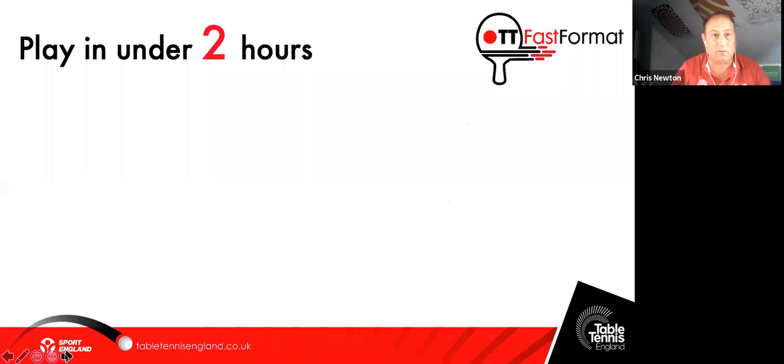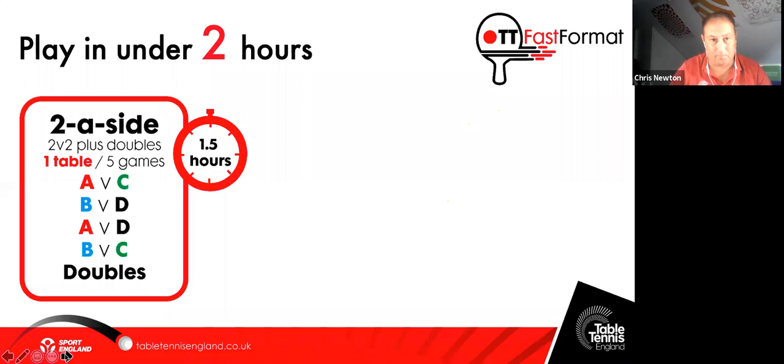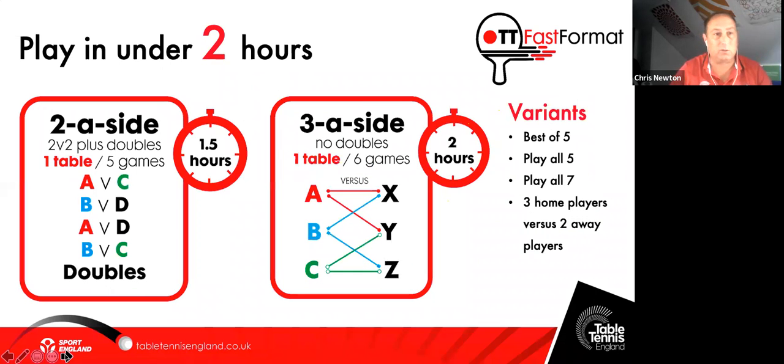So the first part of fast format table tennis for local leagues is we would like games to be played in under 2 hours. Think back to one of those comments in that video. It said games are not played in a reasonable amount of time, or we would like to play in a reasonable amount of time. So we're saying let's play local league games in under 2 hours. And we're going to recommend these two formats: standard 2-a-side. It's not revolutionary whatsoever. It's 2 players playing 2 players, they cross over, and if you're allowed, you play doubles. So you play 5 games. 2 hours is a lot of time to play a 2-a-side match in local league.